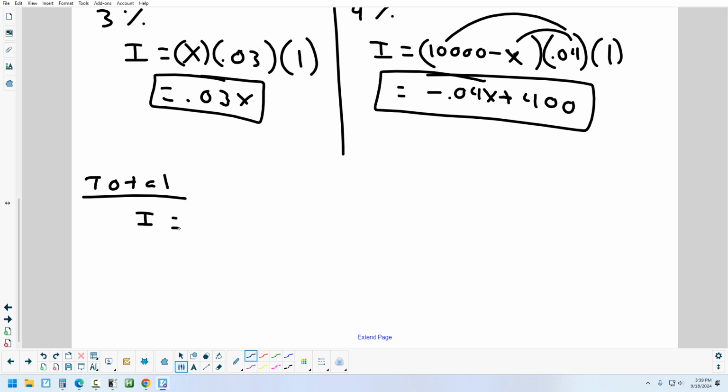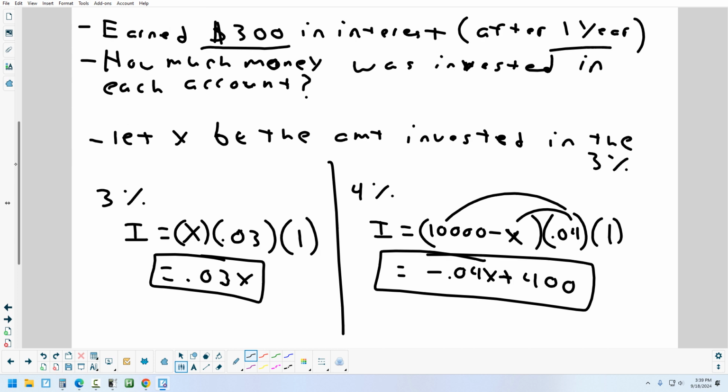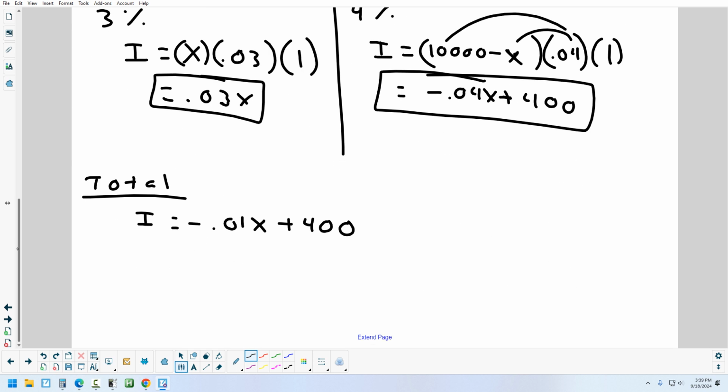So 0.03x plus negative 0.04x, that's going to be negative 0.01x when we add those together. And then plus 400. Now we can do what you had said. The amount of interest we earned was 300. Now we can set that equal to 300. Okay, I could graph it. Let's just solve it with algebra, because honestly, that's probably quicker.